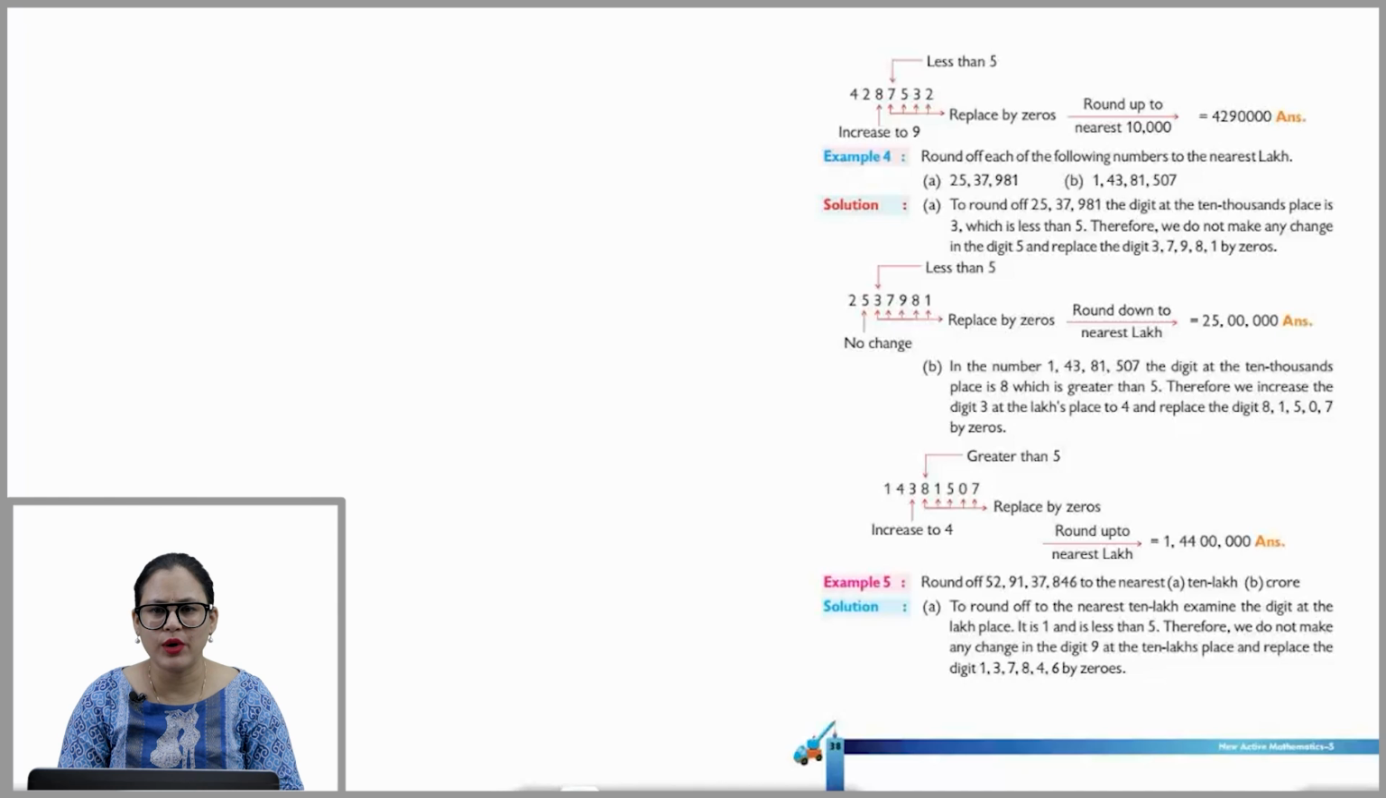Example 4, round off each of the following numbers to the nearest lakh. Here also the same rule applies.